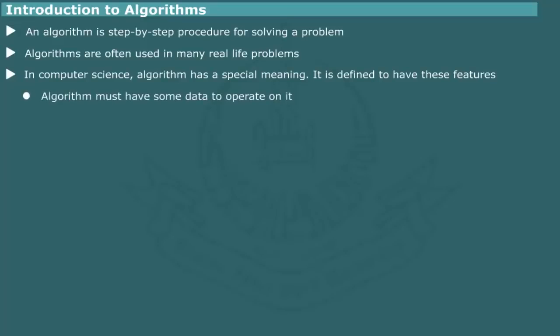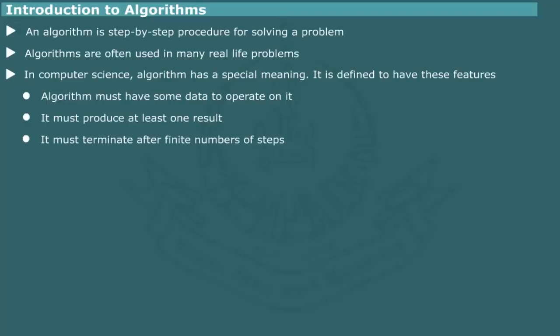Number 1. It must have some input data to operate on. Number 2. It must produce at least one result. Number 3. It must terminate after a finite number of steps.